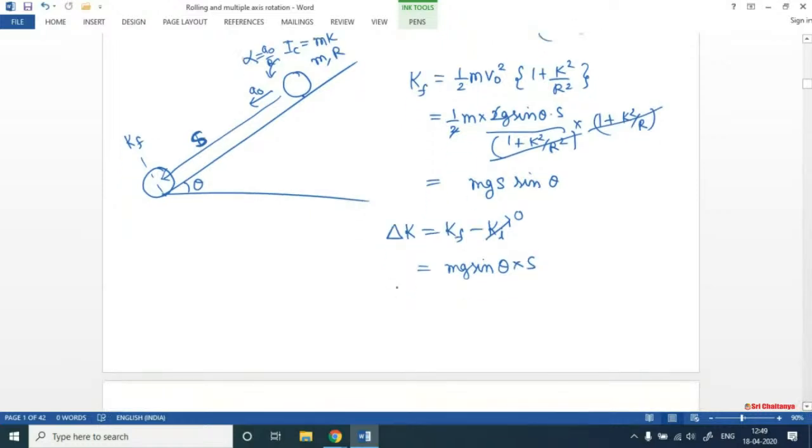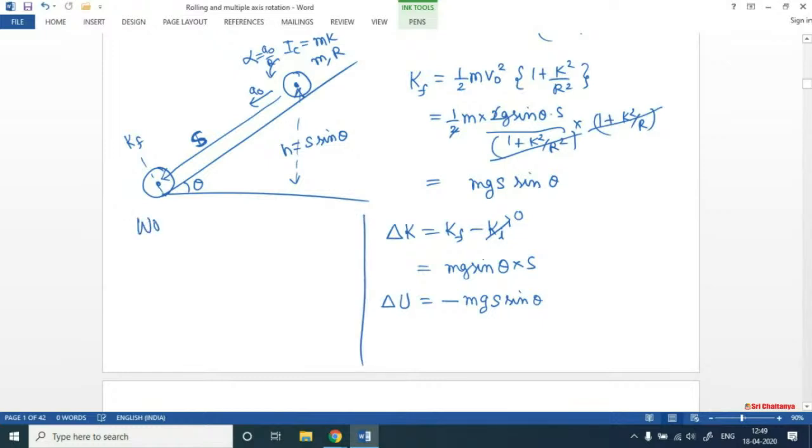And similarly we can also find out the change in potential energy. Now you see, the center of mass of this body has come from here to here, so the vertical height descended is nothing but s sine theta over here. This is, say, h, so the potential energy would be decreasing by mgh, so the change in potential energy is minus mg into s sine theta over here.